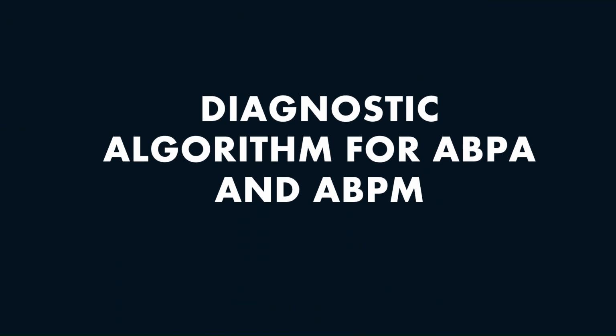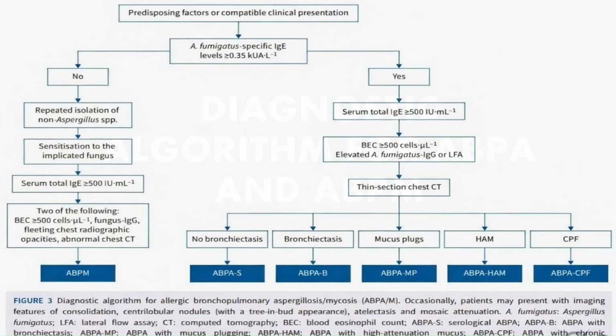Diagnostic algorithm for ABPA and ABPM. The diagnostic evaluation begins in patients who have predisposing conditions or a compatible clinical presentation. The first step is to assess Aspergillus fumigatus specific IgE levels. A value of 0.35 kUA per liter or higher indicates sensitization. If Aspergillus fumigatus specific IgE is negative, the possibility of allergic bronchopulmonary mycosis due to non-Aspergillus fungi should be considered.